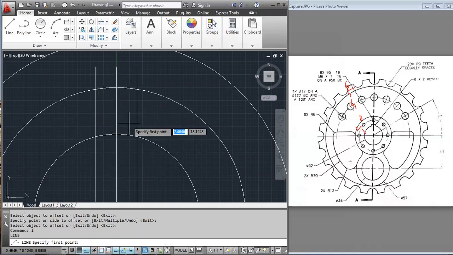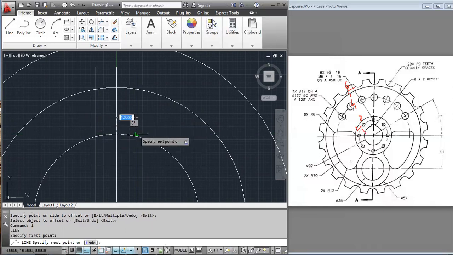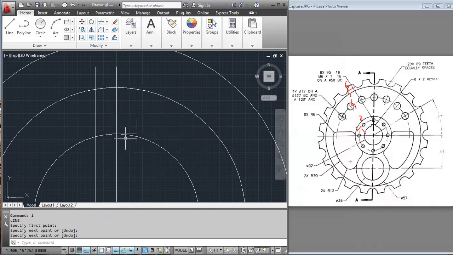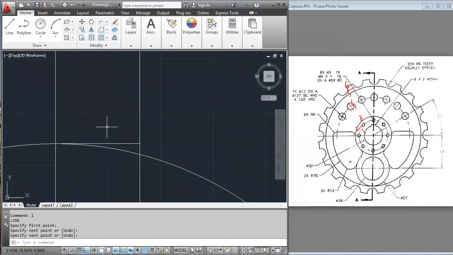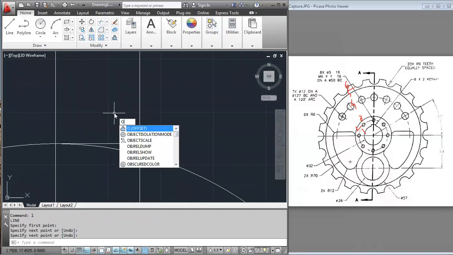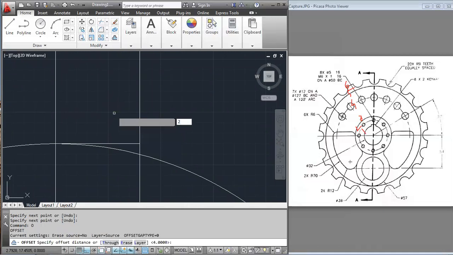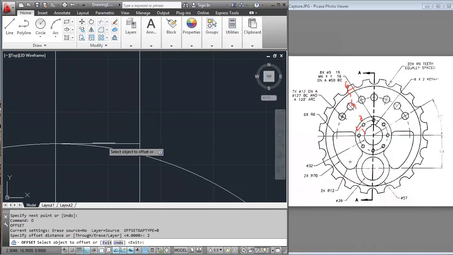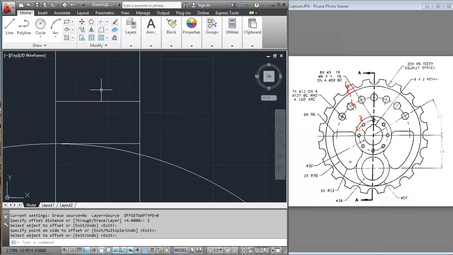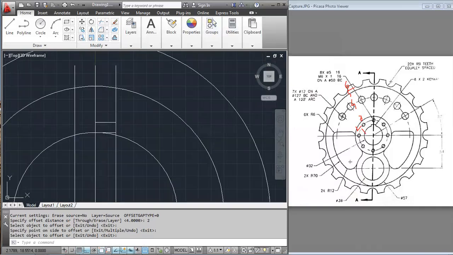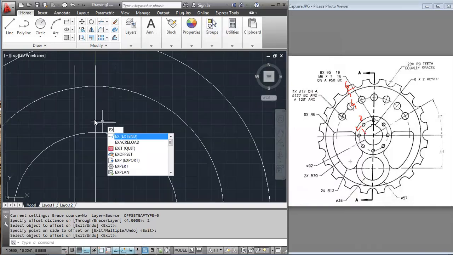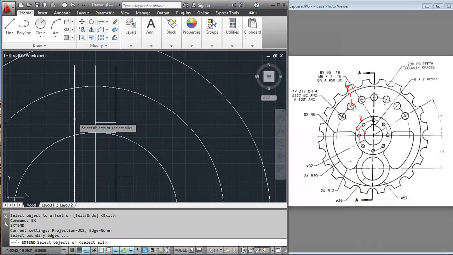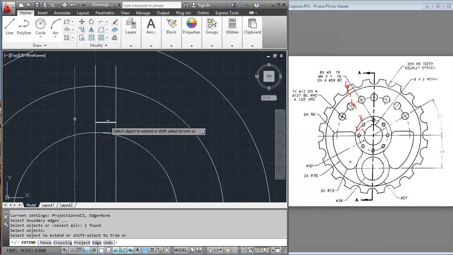Now take another line. The line should be from here to here, right? So this line should go on an offset. Again, the distance would be 2 mm only from here to here, right? Once it is done, I can extend it till this. So EX for extend. I will extend it from here.